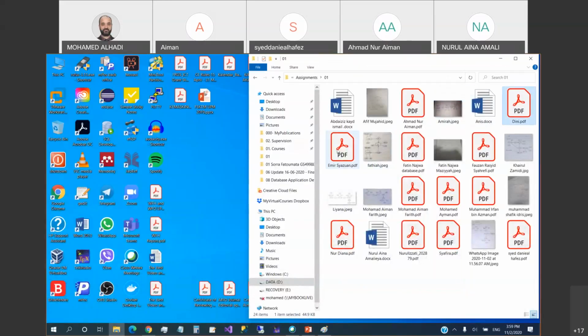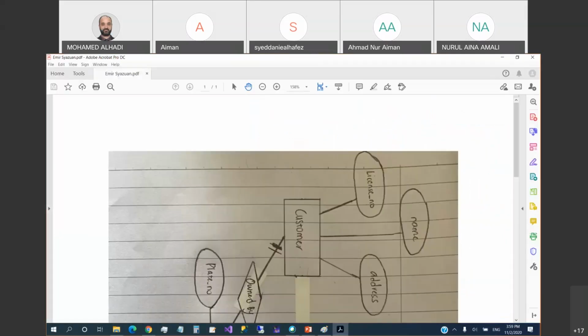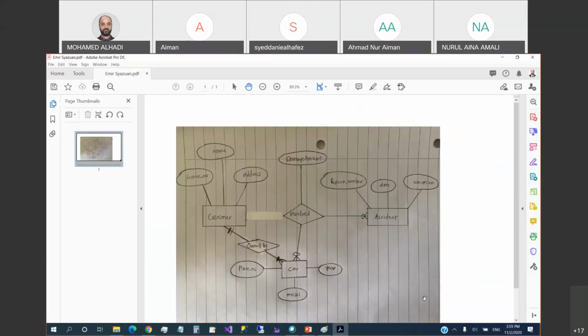Anis, Dini, Amir Shazwan. Amir Shazwan is not done. Okay, Amir Shazwan has the same thing, right? This one, the damage amount belongs to the accident. Your cardinalities are almost okay. You forgot to put the underline for the primary key. You also forgot to mention the strong and weak entities, and also whether the relation is identifying or not. You have to mention it. Okay, Amir? Okay, sir. Okay, Doctor.